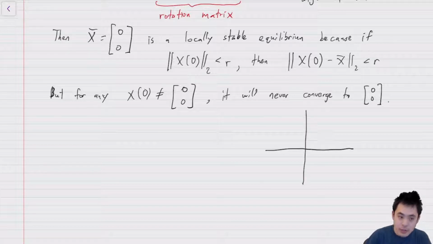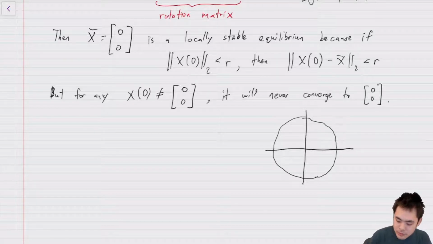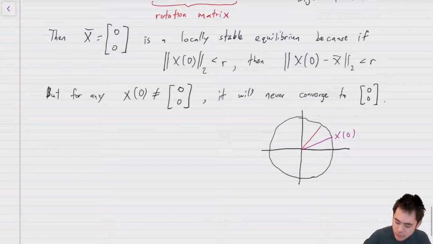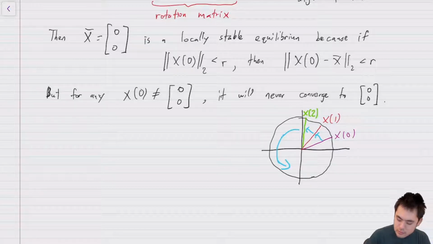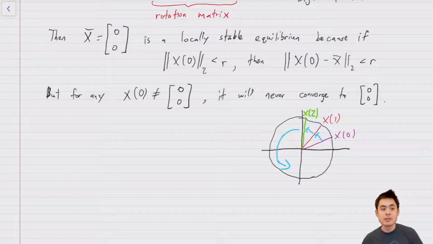So if we draw this out, let me go ahead and draw a circle of any radius. If you start at some point, say this is x of 0, well, you're just going to rotate up to x of 1, and then rotate up to x of 2, and so on. It's going to keep on rotating around, no matter where you start from.